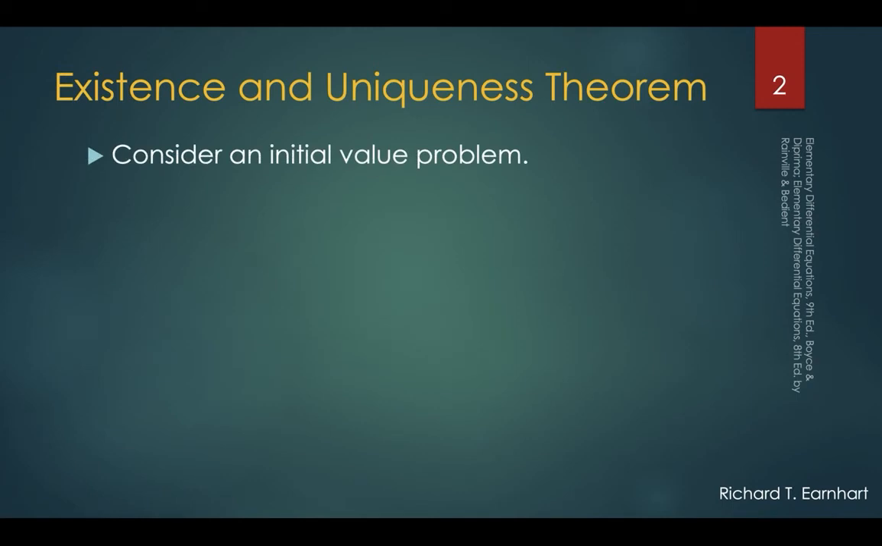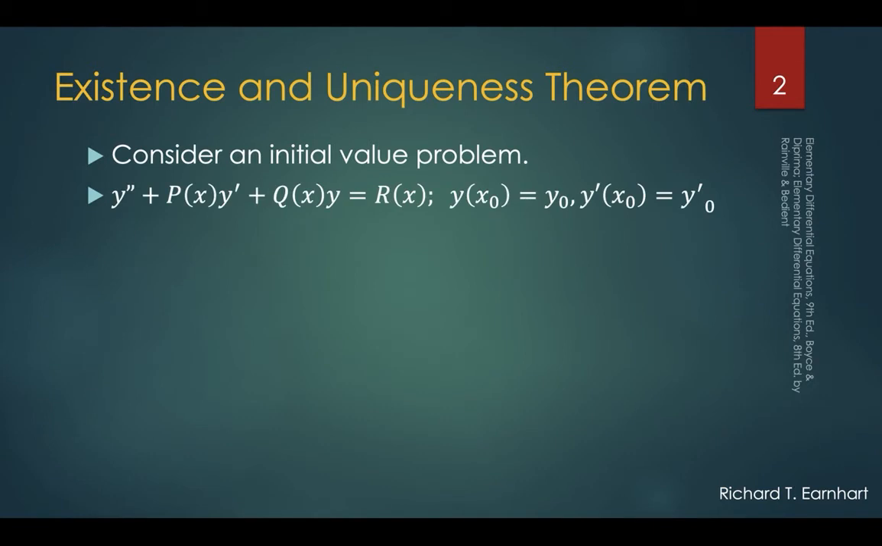Consider an initial value problem. Second order differential equation in the following form: y double prime plus p of x y prime plus q of x y equals r of x. And then we have the initial conditions. At x sub o, the value of y is y sub o, and then the first derivative at x sub o is y prime sub o.